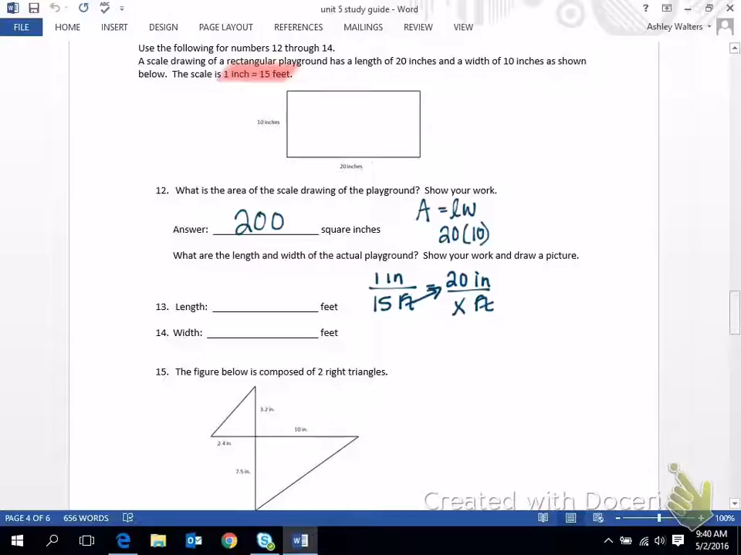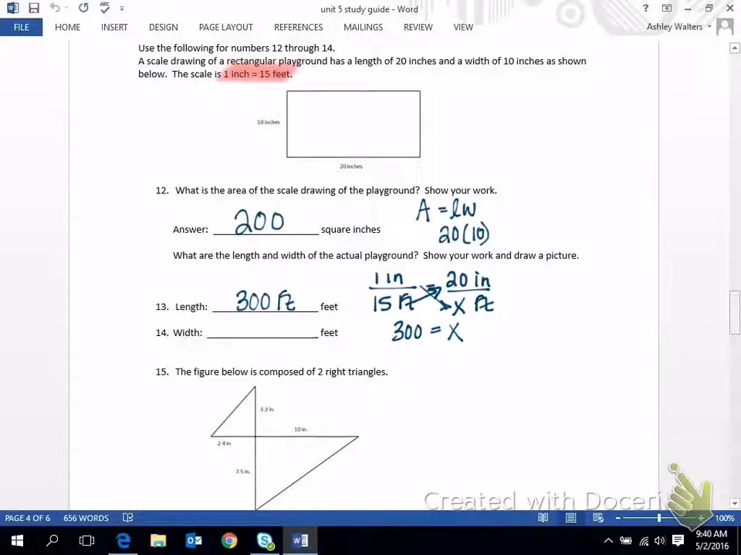15 times 20 is 300. And 300 is equal to 1x or just x. So if the length is 20 inches, then it is the same as 300 feet for the actual playground.